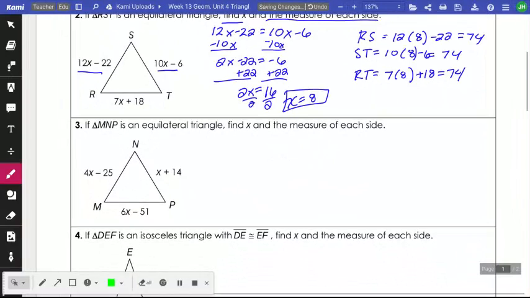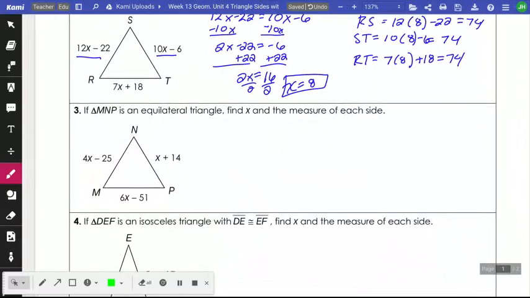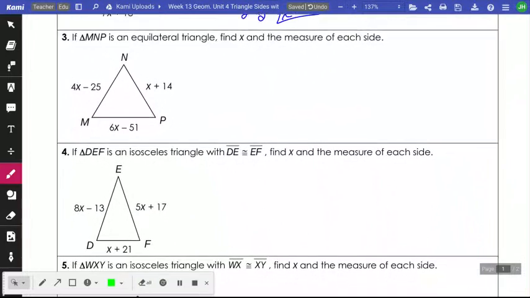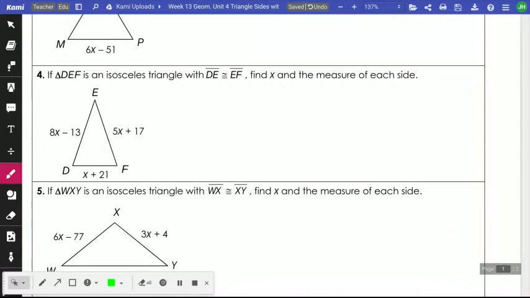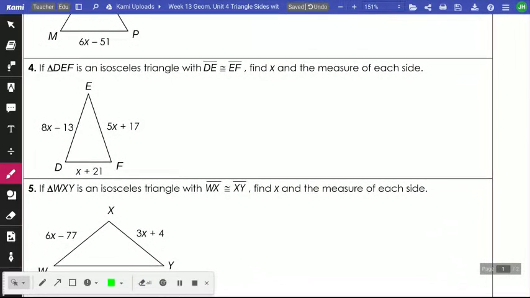You would do number 3 similarly. That's one, if you want to go back and do that on your own for extra practice, you can. But let's look at an isosceles triangle, a little bit different. Okay, it's an isosceles triangle, and it tells me that DE is equal to EF. So we have these two sides.